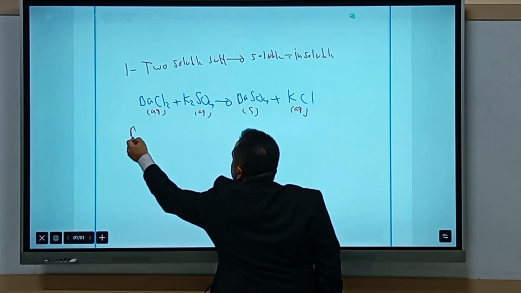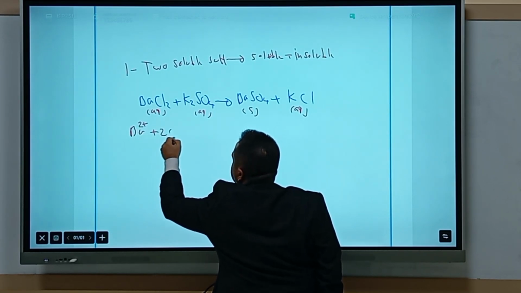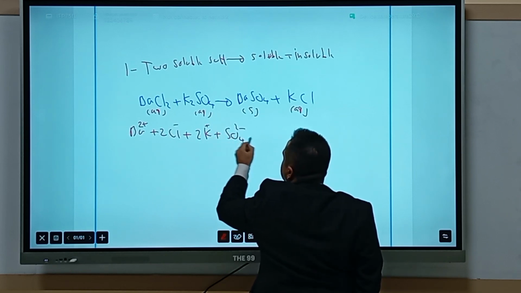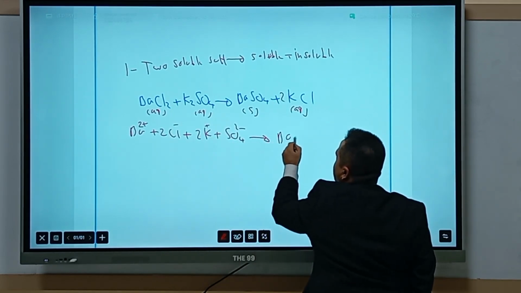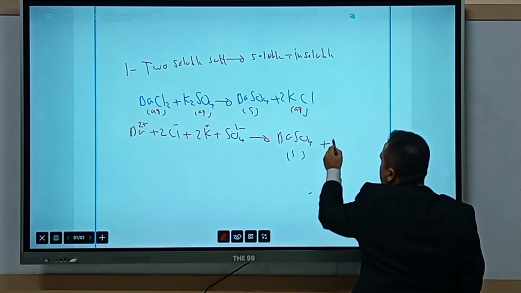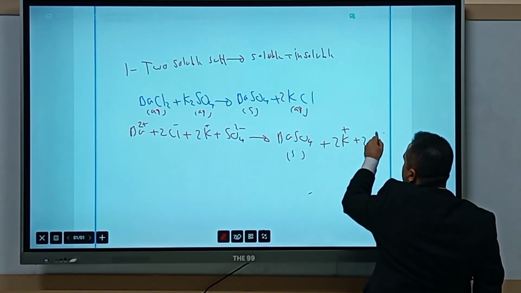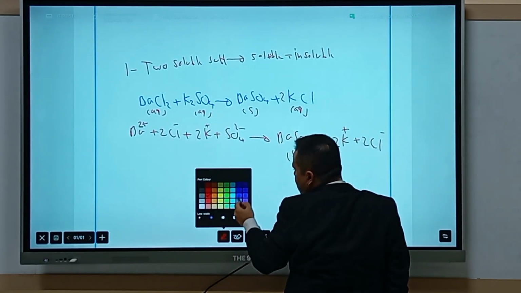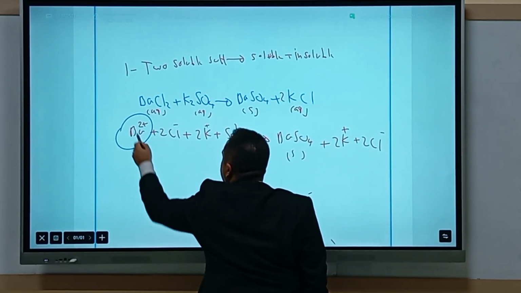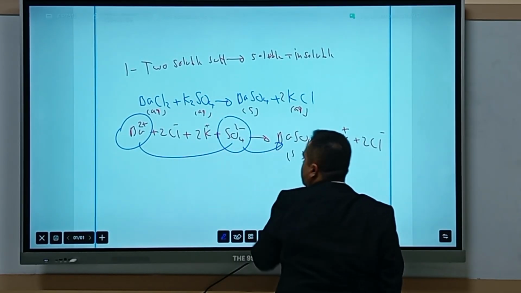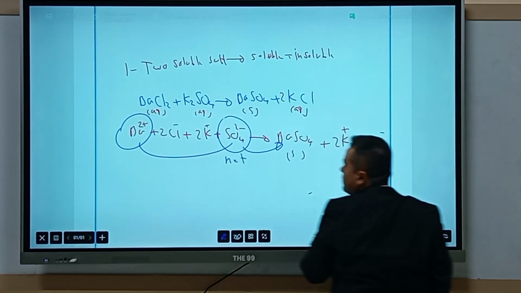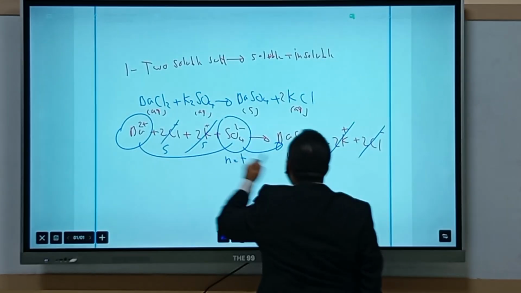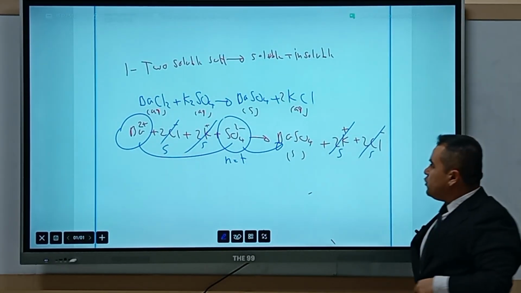The overall equation: Ba2 positive plus 2Cl plus 2K plus SO4 2 negative will form BaSO4, a precipitate, 2K plus 2Cl. Those ions which combine and form the precipitate, Ba with the sulfate to form barium sulfate, is the net ionic equation. And those ions which appear on both sides are the spectator ions.